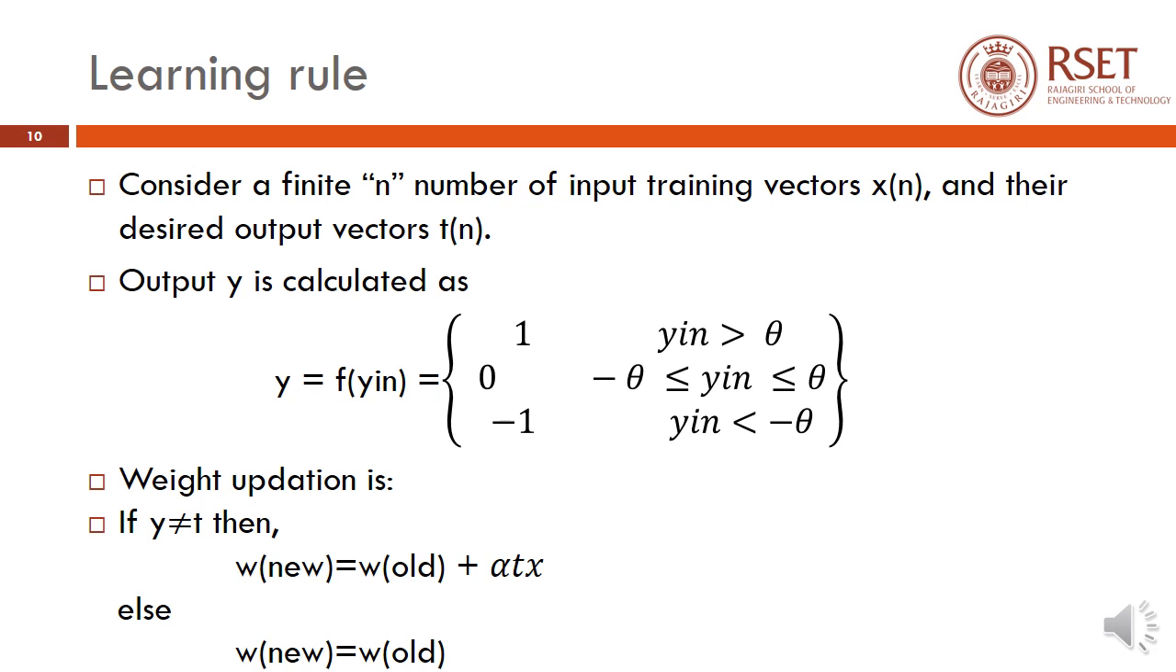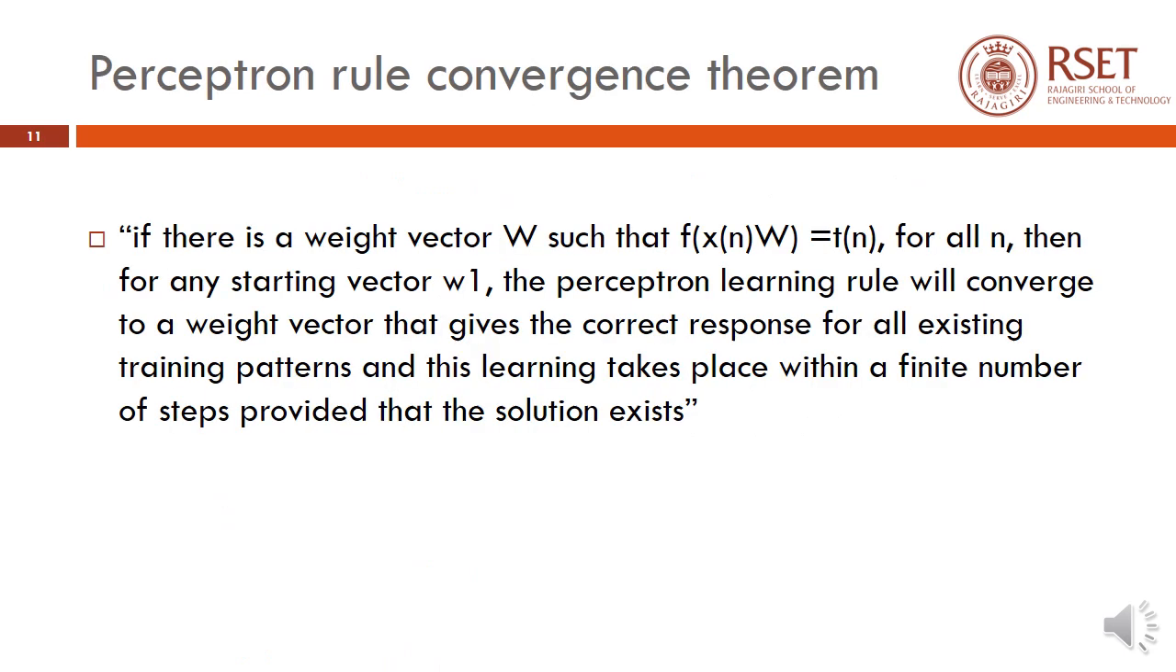After applying this activation function and finding the actual or calculated output, the weight update is done as follows. If y is not equal to t, that is, the calculated output y is not equal to the desired output t, then we update the non-zero weight values between the associator unit and the response unit as w new equals w old plus alpha times t times x, where alpha is the learning rate, t is the target output, and x is the input activation. Otherwise, if y is equal to t, then the new weight is the old weight itself. That is, we don't have to update the weight values. Now we can formally define the perceptron rule convergence theorem.